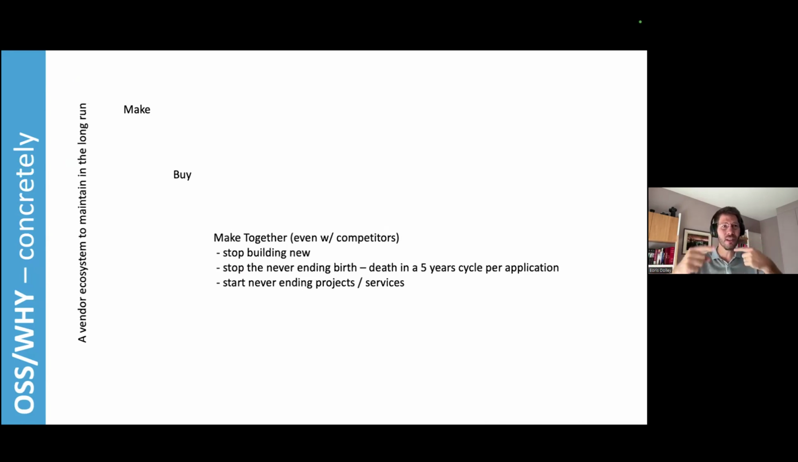And sometimes in a cycle, the executive people say, okay, we will make, it's better. Oh no, we don't have the human resources. We don't have, I don't know, cash. So we buy. And there is another way. This other way is, what about making together, even if we are sometimes competitors when it comes to the vendors? So I will develop that later on.